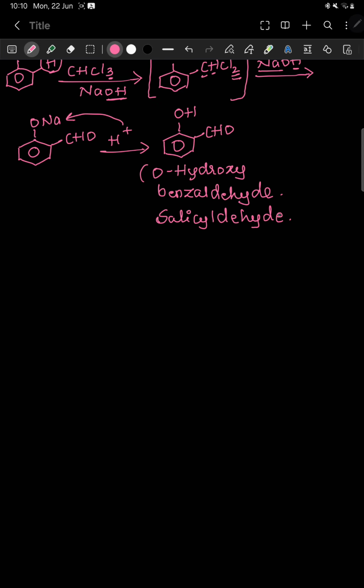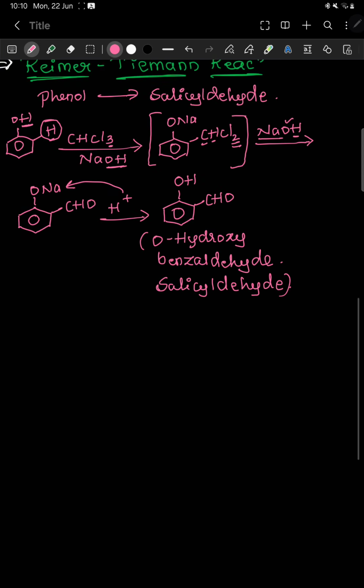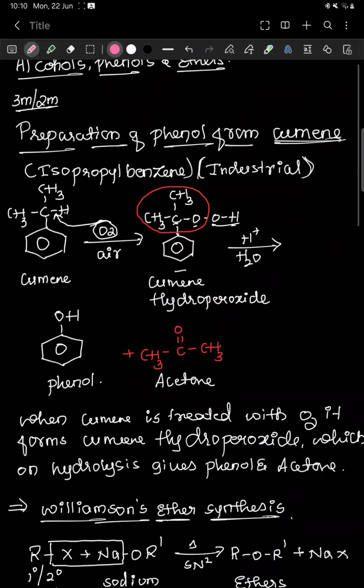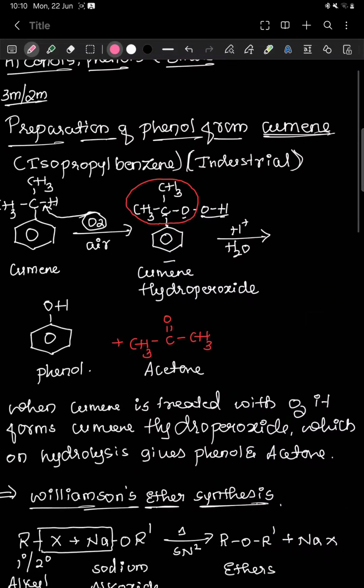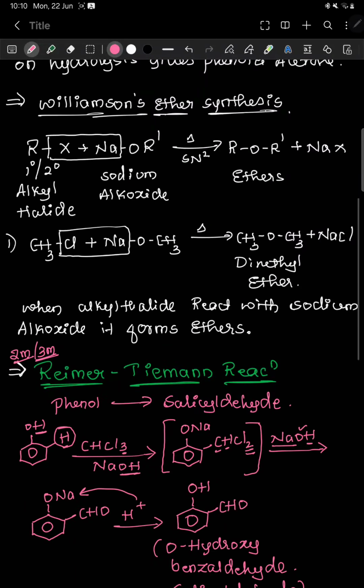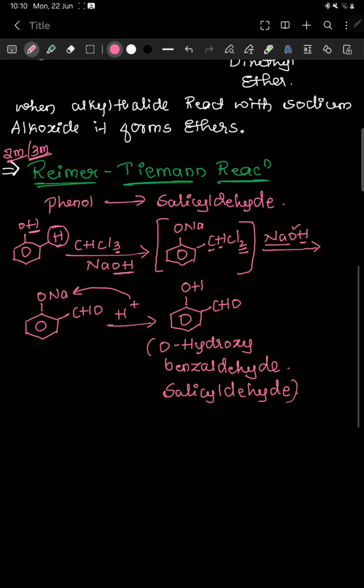So today's class is all about these three reactions, students. So please memorize it, which is going to be very important for a 2 or 3 mark question. So first we prepared phenol from cumene. Second one we prepared it from Williamson ether synthesis. Third one is your Reimer Tiemann reaction.